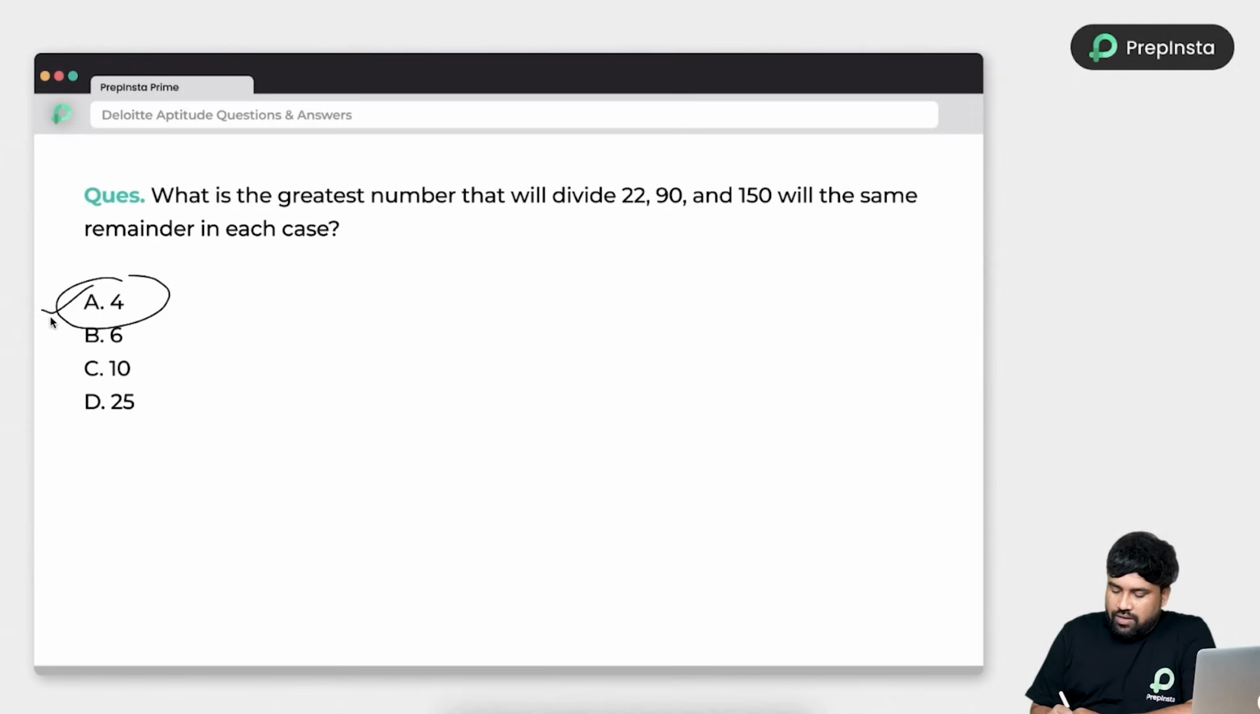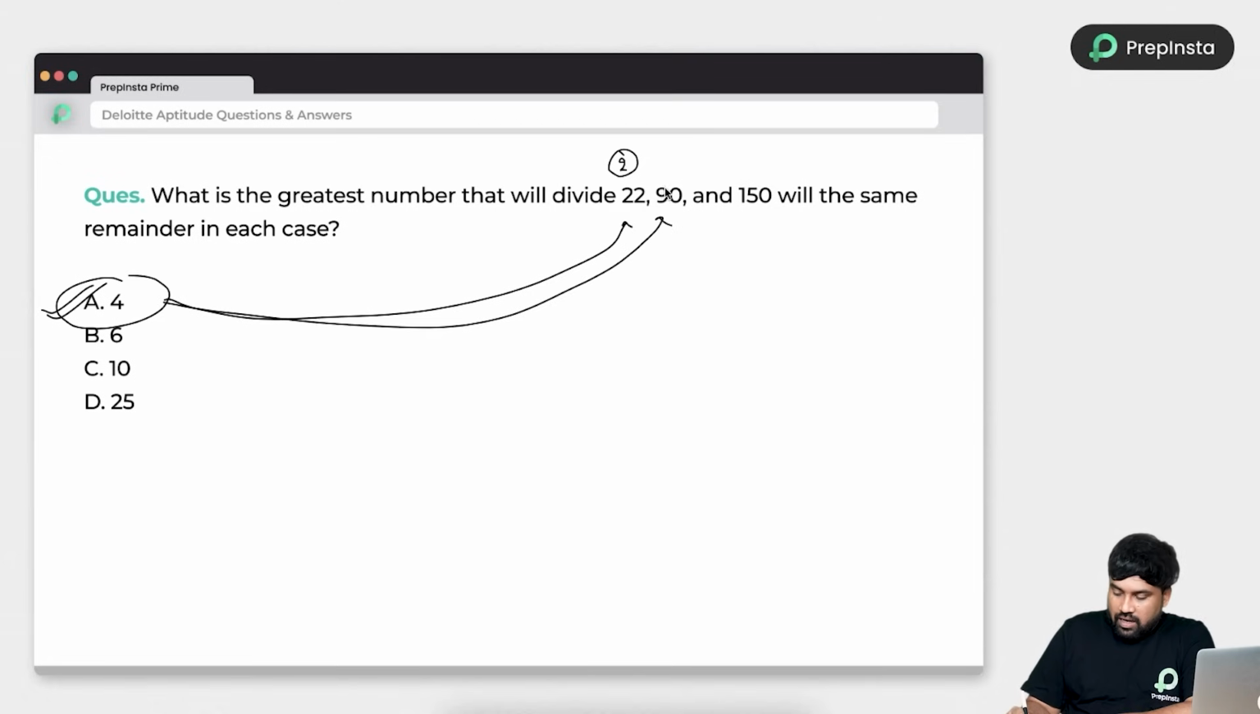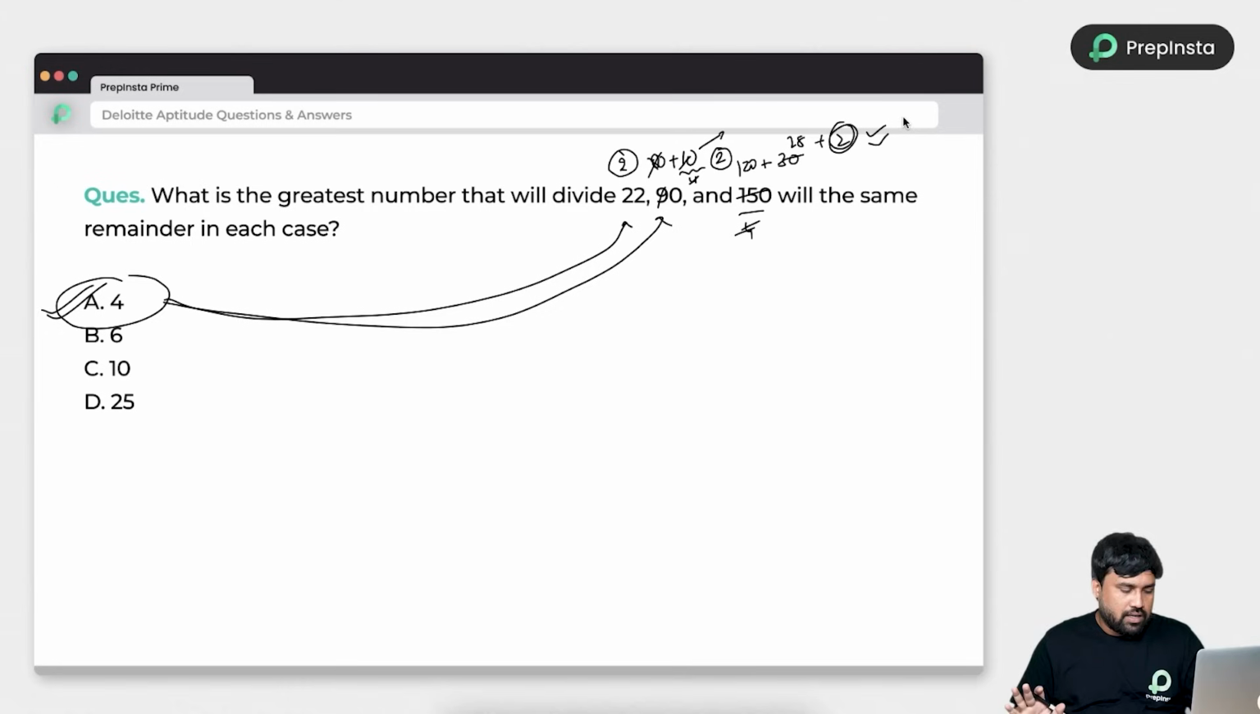So whatever answer I am left with, option A is the correct answer. If you want, you can cross verify. 4 divided by 22, remainder is 2. Why? Because it will cancel up to 20. And if you divide 90, which is nothing but 80 plus 10, 80 is a multiple of 4, remainder is 10. So if you divide 10 by 4, it will give you the remainder 2. Why? Because it will cancel up to 8. And 150 by 4, it will cancel up to 120 plus 30, so it will cancel up to 28 plus 2. So 2 is the remainder. So in each case, it is left with 2 as a remainder.